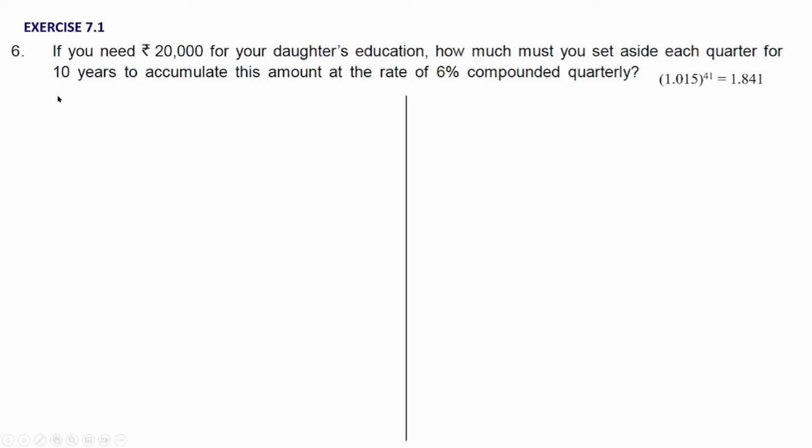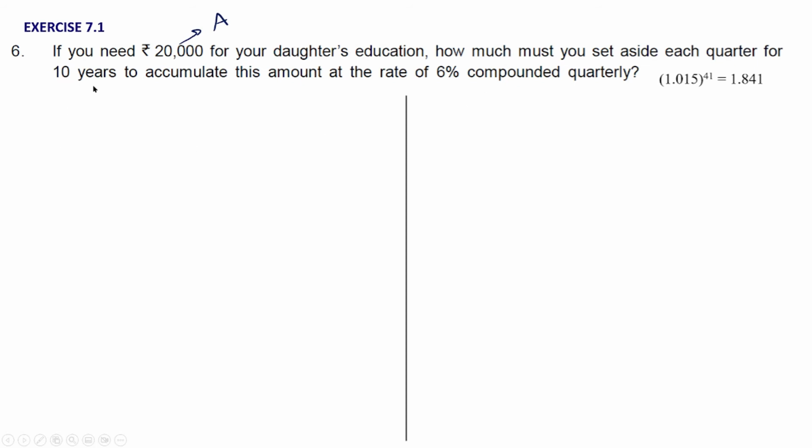So we will see the sixth question, continuing with the exercise question. If you need rupees 20,000 for your daughter's education, how much must you set aside each quarter for 10 years to accumulate this amount at the rate of 6% compounded quarterly? So the amount that is needed at the end of 10 years is 20,000. So this is A. How much we have to set aside? So we have to find R.